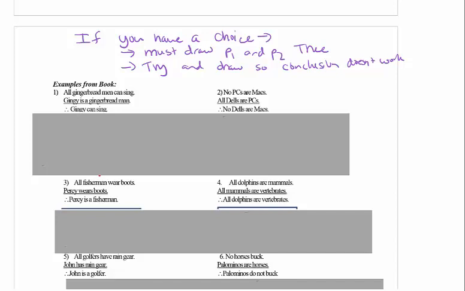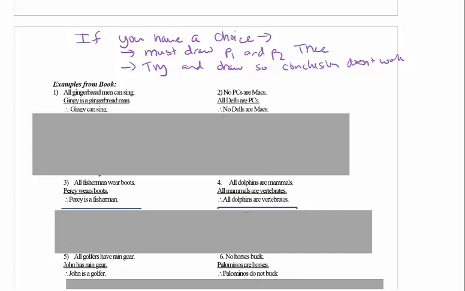Reminders. Each sentence should be dealing with 2 circles or a circle and a dot, so make sure that you're labeling correctly. In your drawings, there should probably be at least 3 that you're looking at. If you have a choice, which is what I have written in purple on the top, you must draw the premises to be true, and you try and draw the conclusion so it doesn't work.